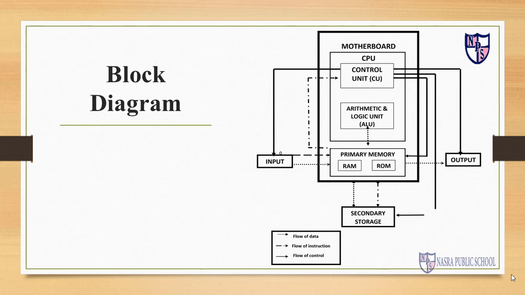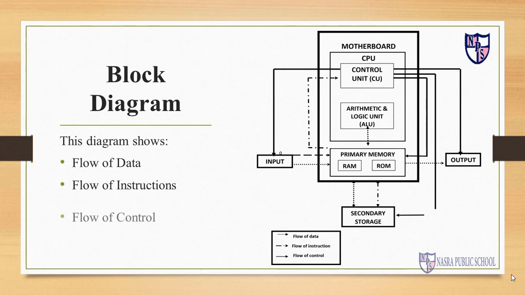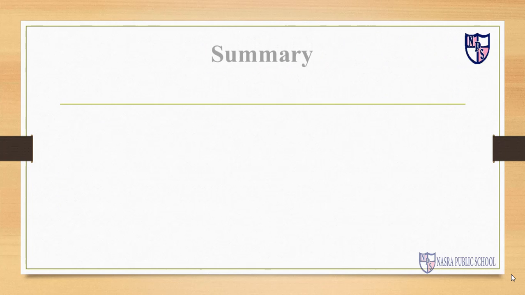Now let's discuss the block diagram. This is the diagram that shows the flow of data, flow of instructions, and flow of control. First we input the data, and then it goes to the primary memory, and after that it moves towards the arithmetic logical unit or the control unit. Then control unit directs that data towards the output or main memory or secondary storage. So these are the key features of the CPU and its components. Hope you have understood today's lecture.